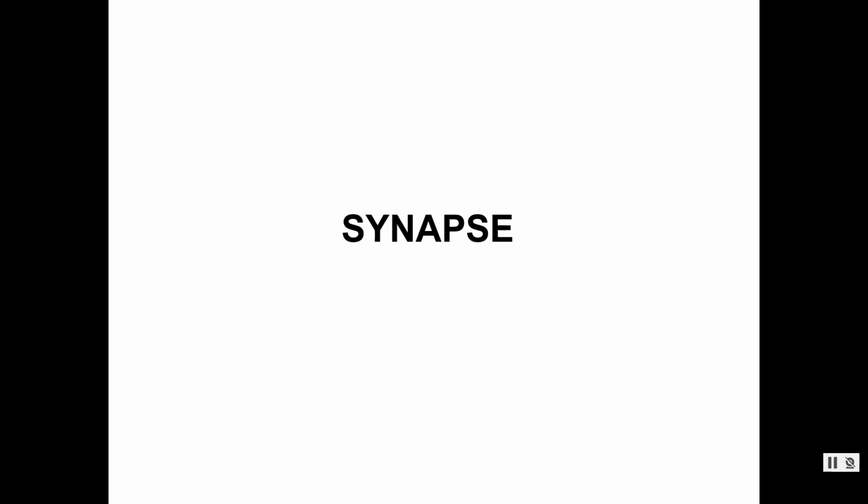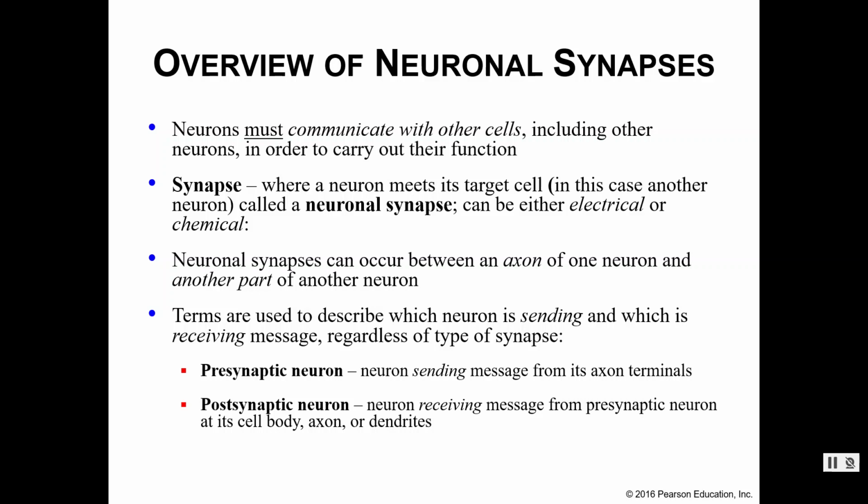In this recording, we'll discuss what happens at the neuronal synapse. So neurons have to talk to other cells. This can include other neurons, but it can also include other target cells. We've actually already discussed how neurons communicate with skeletal muscles, if you think back to the neuromuscular junction. Now we're going to discuss how one neuron talks to another neuron.